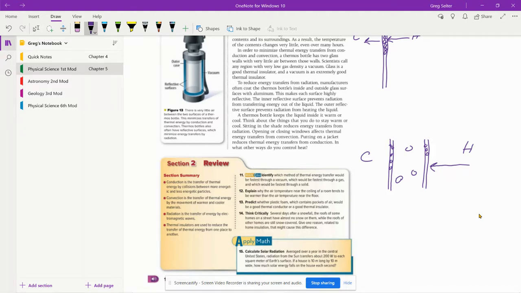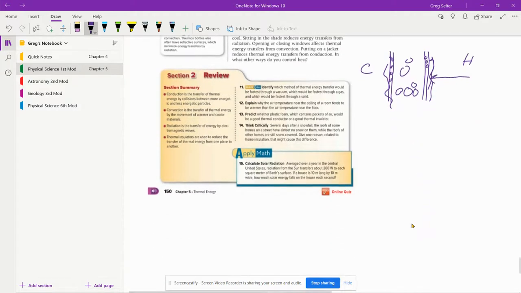Triple pane glass is even better. Now, if you have a double pane glass and it's lost its seal and the middle is filled up with gas, you get water on the windows. You'll get damp. You'll get condensation from the seal being broken.